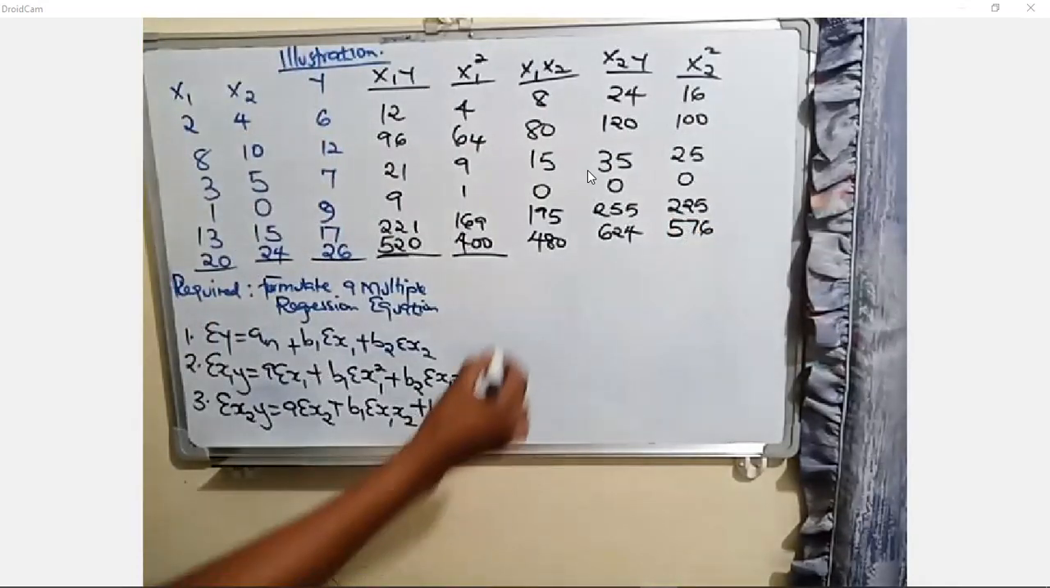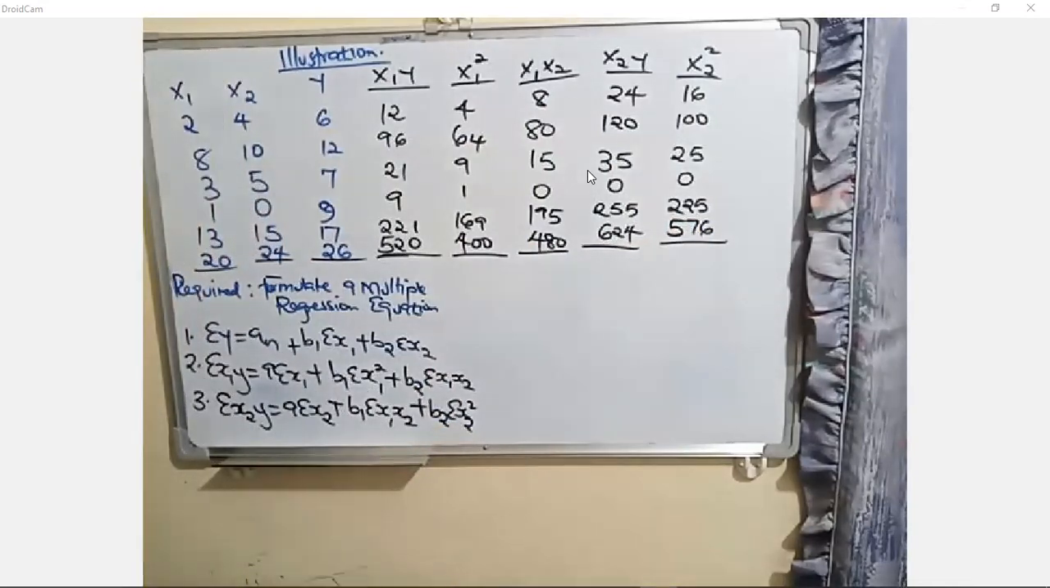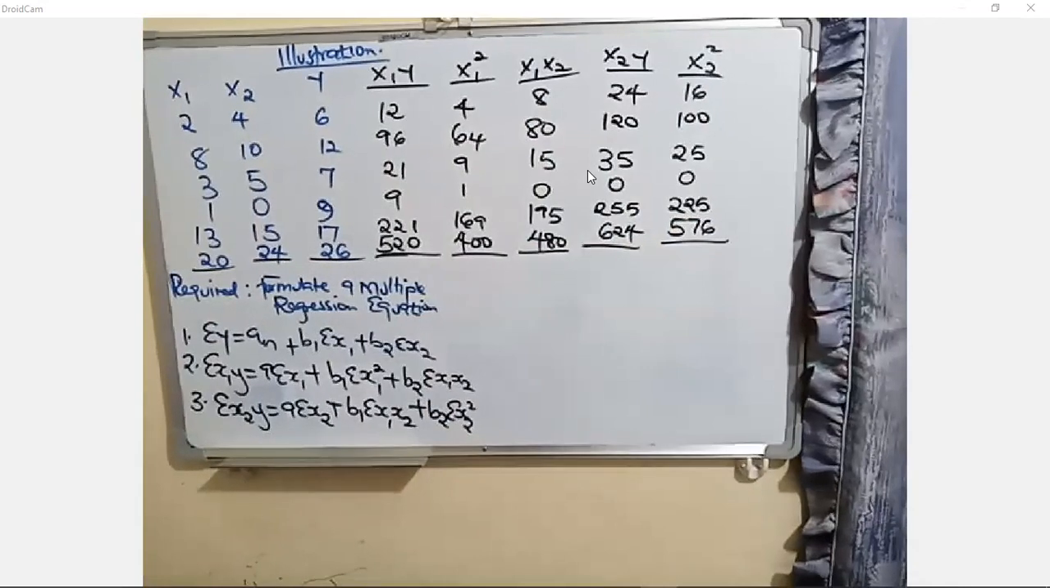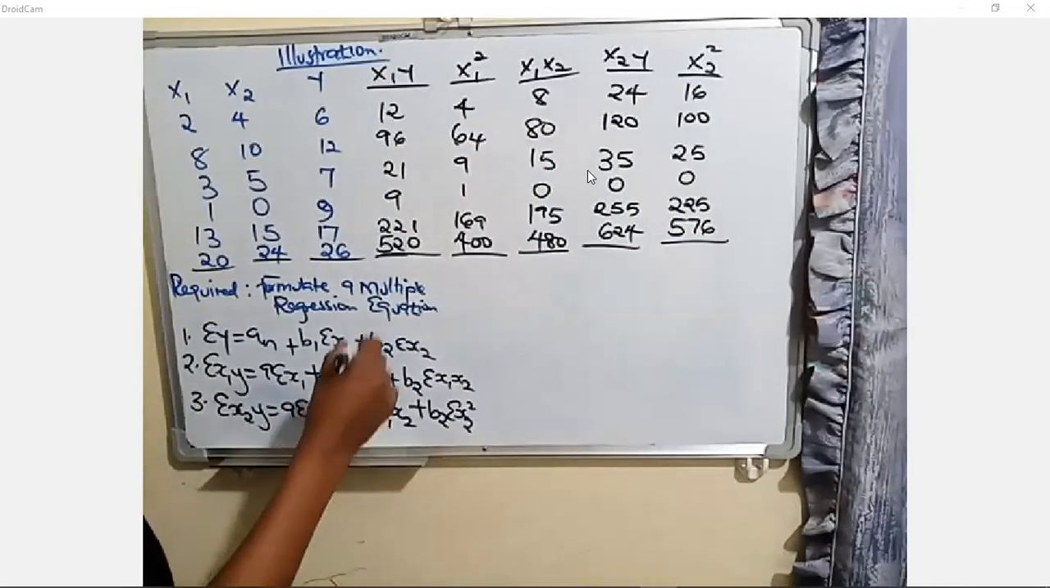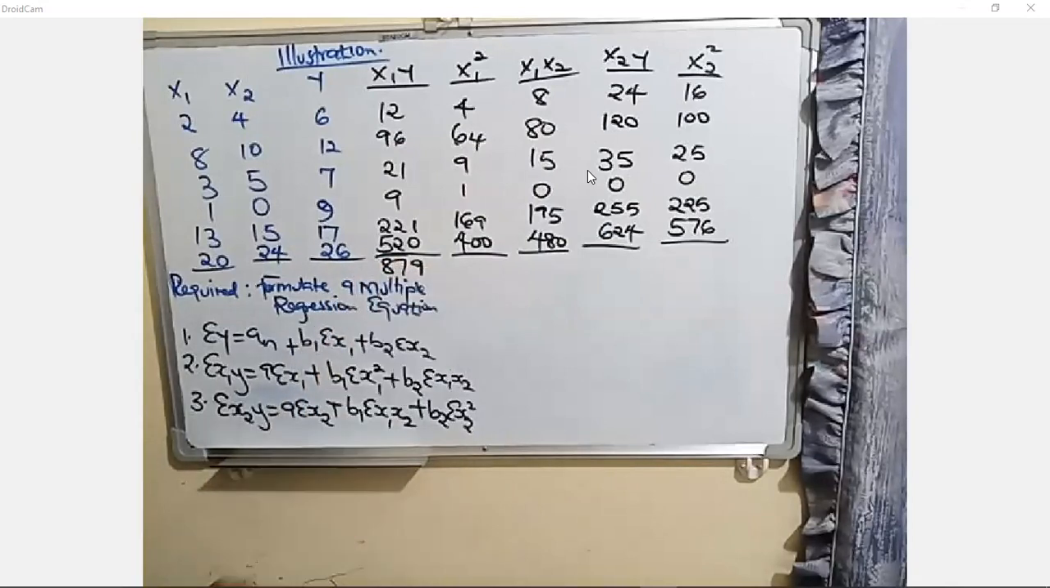So in this case, I just need to get the summations from Maura. Give me the summations. Let's start here. X1y: how much? 879. Yes.